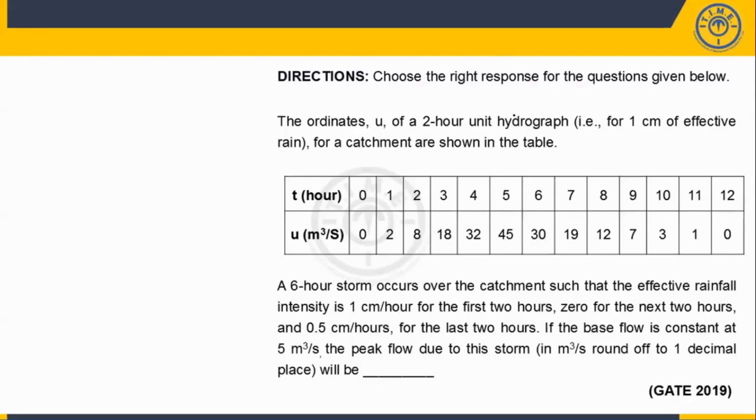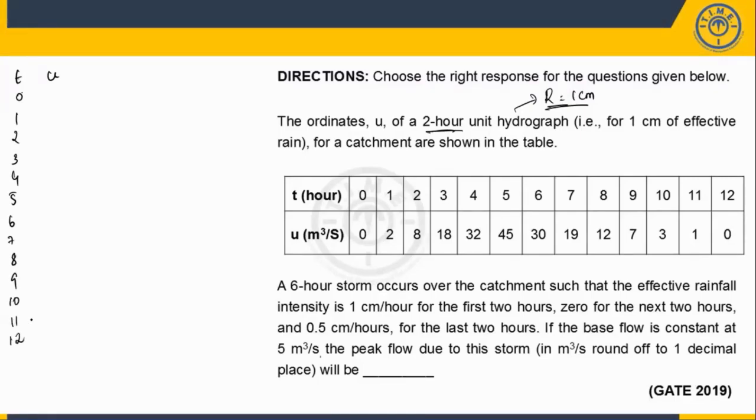What is given now? The ordinates of a 2 hour unit hydrograph. What do you mean by unit hydrograph? Runoff is 1 centimeter. The unit hydrograph ordinates we have: T and U. What is the time we have? 0, 1, 2, 3, 4, 5, 6, 7, 8, 9, 10, 11, and 12.